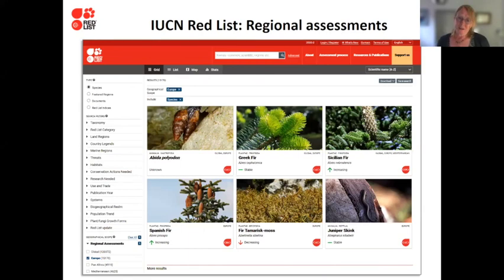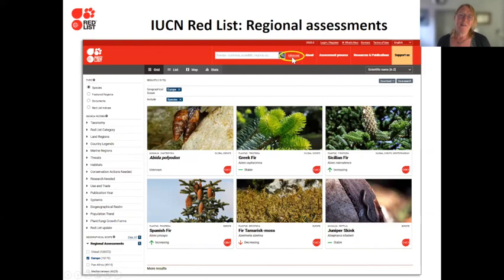We also have some regional assessments on the Red List website. It's not usually what we do, work on regional or national assessments. We usually focus at the global level, but we do get involved in some regional and national projects. And currently on the Red List website, we've got assessments for Europe. So if you look down at the bottom left of the screen, you've got Europe or Mediterranean or Pan-Africa.